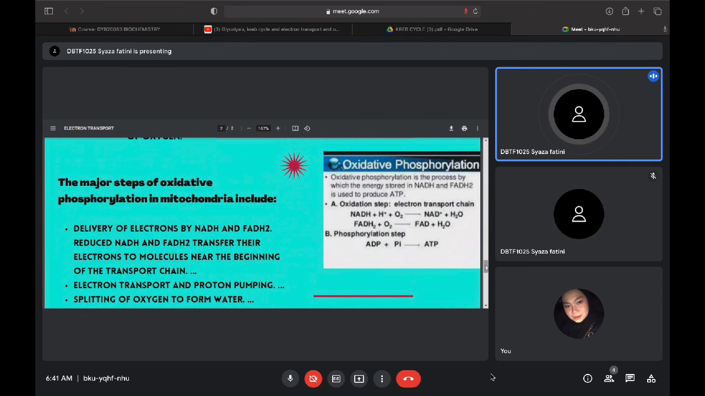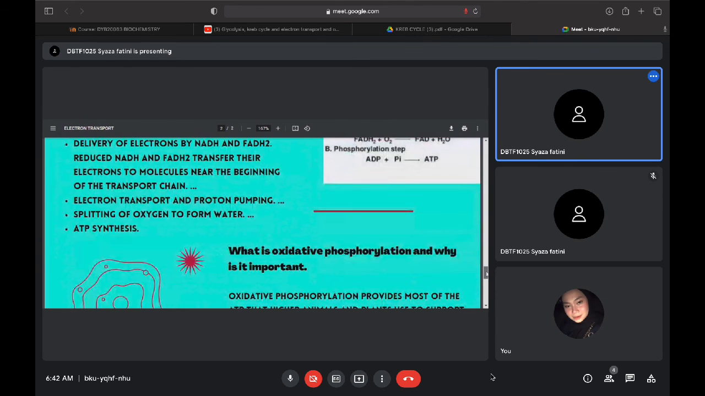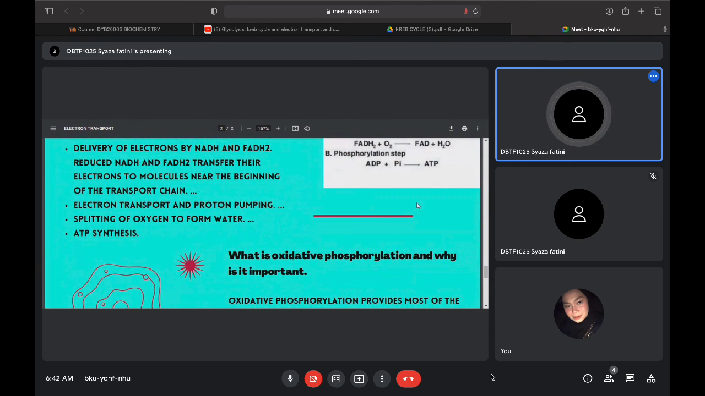The major steps of oxidative phosphorylation in mitochondria include first, delivery of electrons by NADH and FADH2. Reduced NADH and FADH2 transfer their electrons to molecules near the beginning of the transport chain. Second, electron transport and proton pumping. Third, splitting of oxygen to form water. And last one is ATP synthesis.